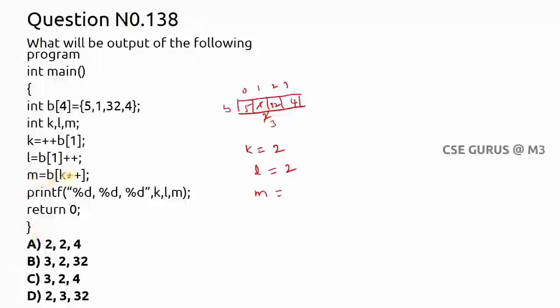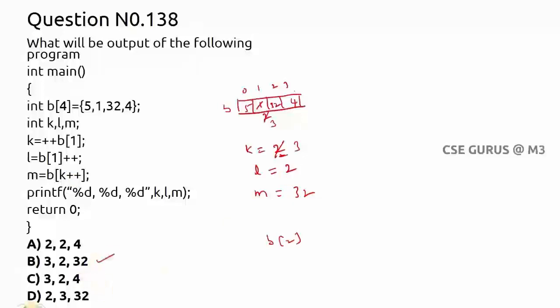Now m equals b[k++]. Here also k++ means it's a post-increment. That's why the k value has to be taken first. So what is b[k]? The k value is 2, so first take b[2]. What is b[2]? 32 will be taken into m. Now afterwards k++ has to be executed, so the k value will now become 3. So the answer is 3, 2, 32.